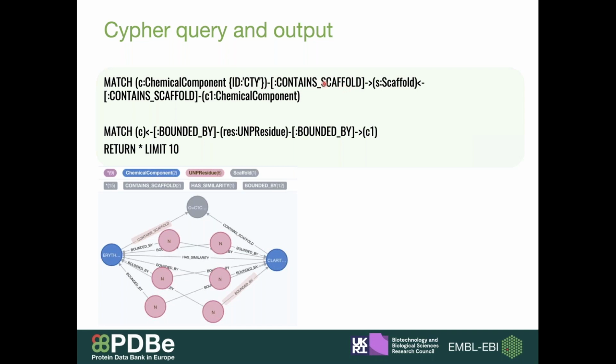Then we use the same contained scaffold relationship to find the similar chemical component nodes. Now we have pairs of chemical component nodes, and we use the bounded by relationship, which we discussed in a previous slide, to get the shared binding sites of these ligands. Now with this data in hand, it can later be expanded to answer other interesting questions.